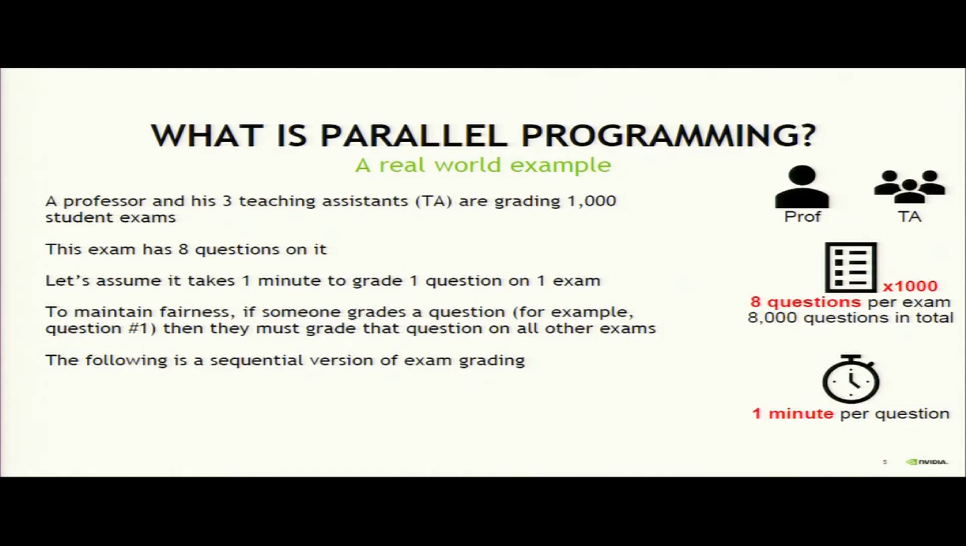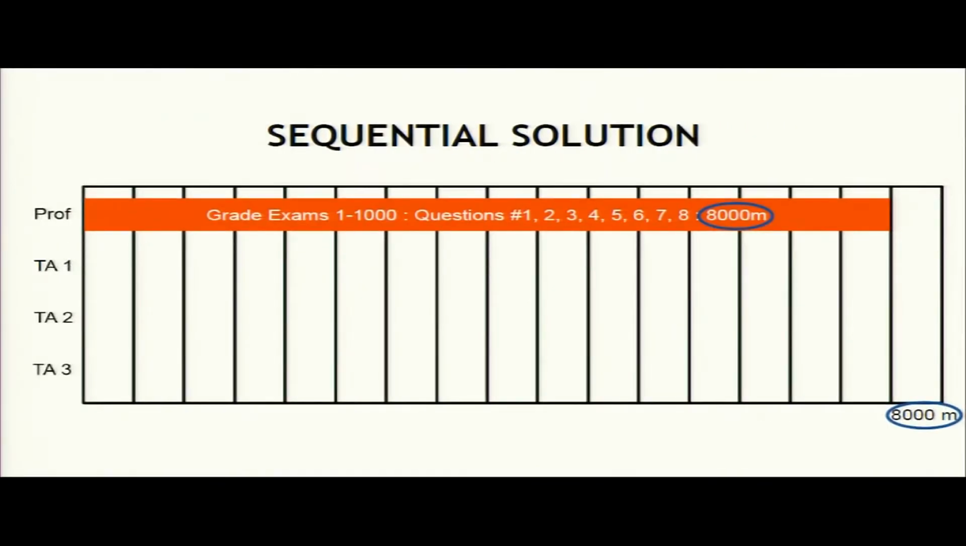So let's look at the sequential version. We have a professor and 4 teaching assistants, and they are trying to grade, but the professor decides that he wants to do everything on his own, and he starts grading sequentially. If he is going to do that, there are a total of 8000 questions. How much time will it take? Basically 8000 minutes, right? And the other TAs are not doing anything.